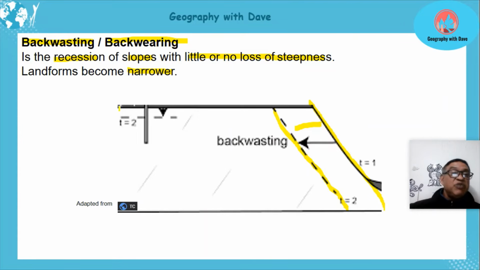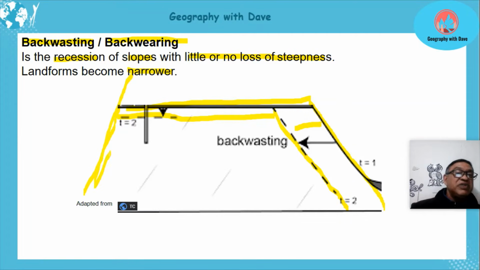All right. And if this was a full feature, isn't it getting narrower? It was from there to there. Now we've got the feature from there to there. So it's getting narrower. Obviously, it's going to happen. Backwasting is going to happen here, and it's going to get narrower. But the steepness remains. That's backwasting or backwearing. So you know. All right, let's go on.